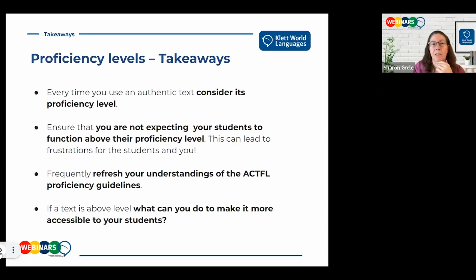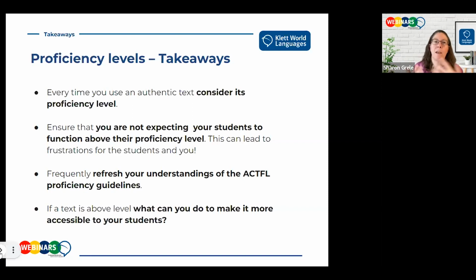So here are some takeaways about our proficiency levels. Every time that you're considering using an authentic text or an authentic resource, remember to consider its proficiency level. That is really, really important because we don't want students to be asked to perform way above where they really are or too far below where they are. If I brought that last image to a late Spanish 2 class or a French 2 class, it's a French image, they'd probably look at me like, why are we doing this? This is way too easy. So make sure that you're gauging that and keeping it in mind so that we don't frustrate our students or bore our students.